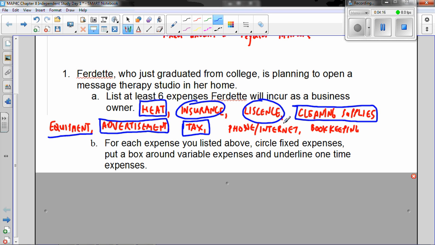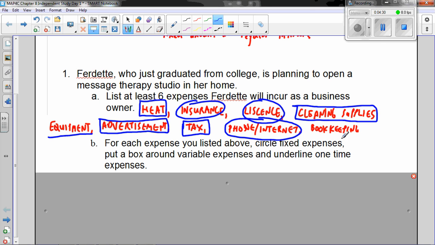Phone and internet, probably depends on her plan, but most folks buy into a fixed rate plan, right? So, $50 a month for your phone, and you can make as many phone calls as you want, that sort of thing. Bookkeeping, who knows?